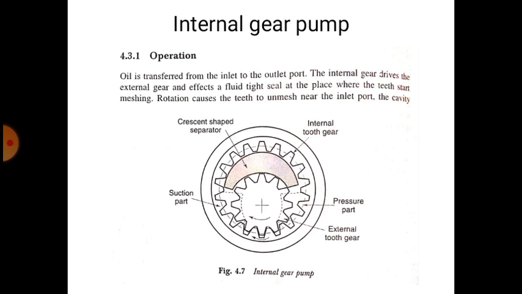If you see the parts of the internal gear pump, there is an internal gear or rotor, drive gear, inlet port, outlet port, casing, and crescent. In the internal gear pump, the meshing of the teeth of the gears takes place internally and hence the name internal gear pump.